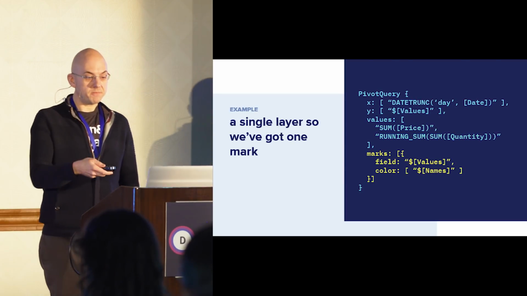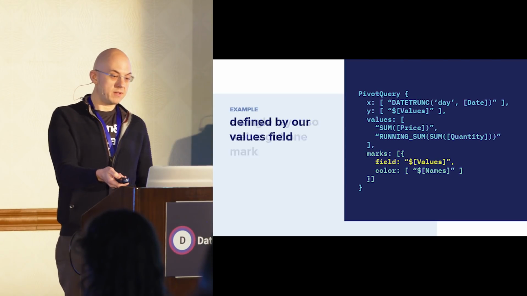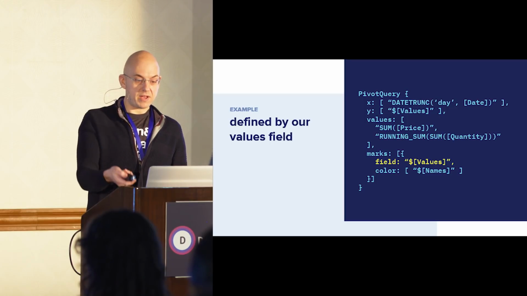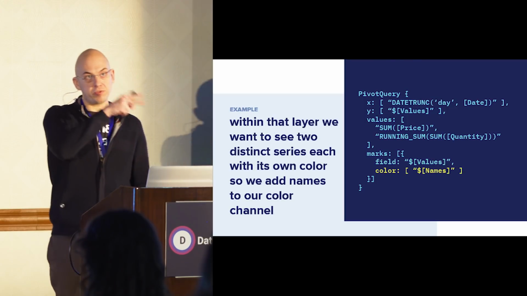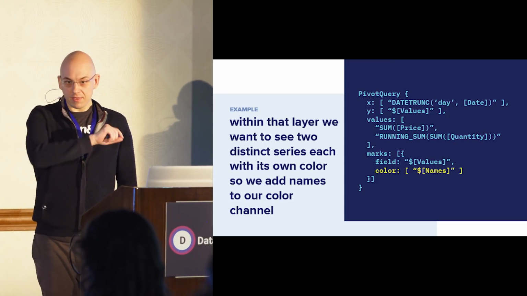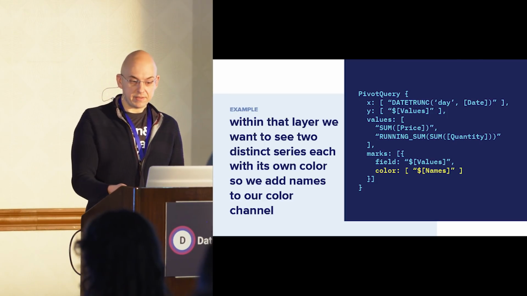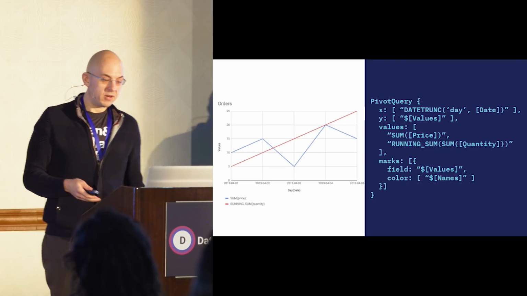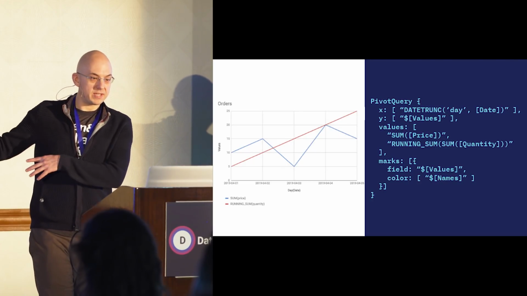We have one layer. Within that layer, we define it with the values field. And we want two series in that layer, each one to have the name of the actual formula that line represents. So here they are side by side. Hopefully you can kind of see the mapping.